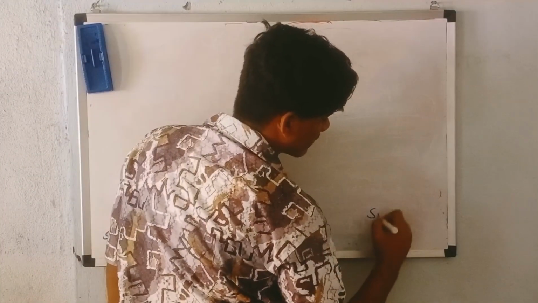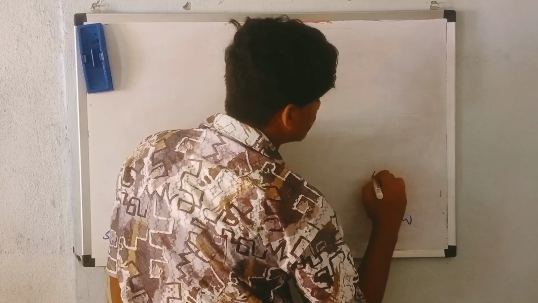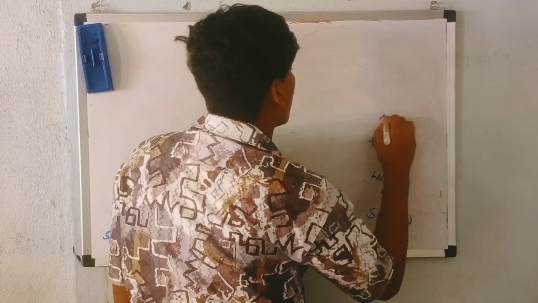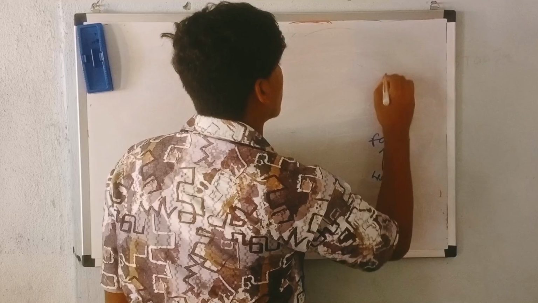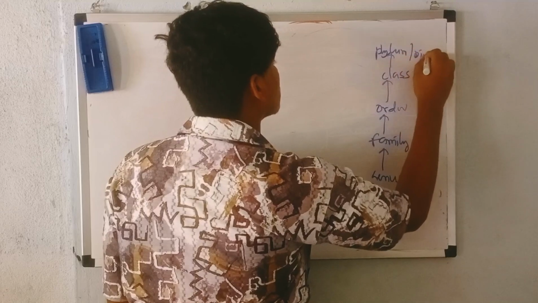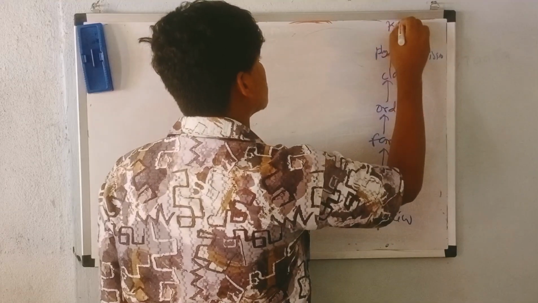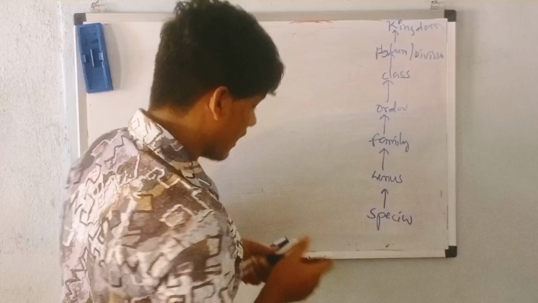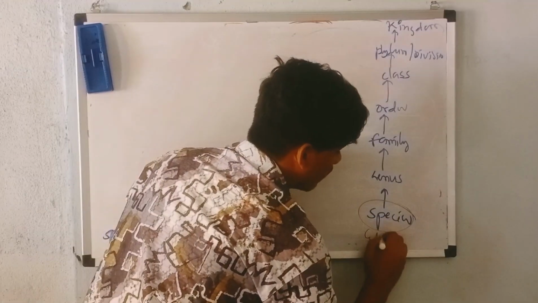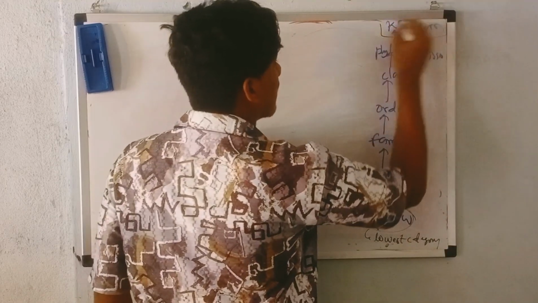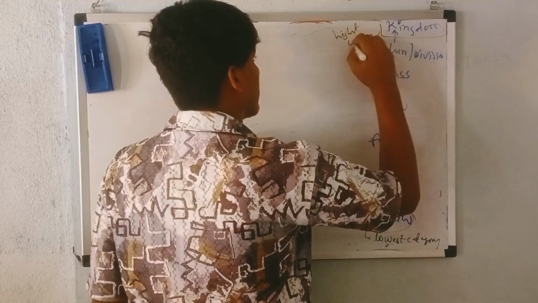I'm writing on this side. It's better to write this side. So species. We have species. Then we have genus. Then we have family. Then we have order. Then we have class. Then we have phylum or division. Then we have kingdom. This is nothing but the taxonomic hierarchy. Here species is the lowest category. Kingdom is the highest category.